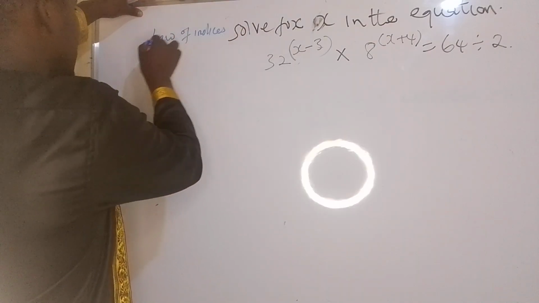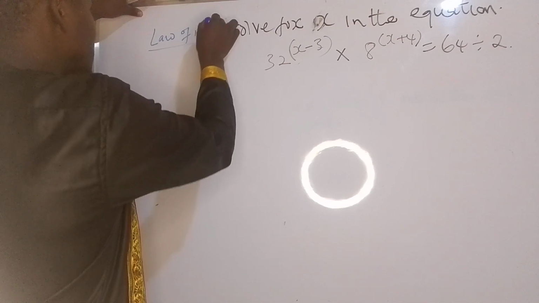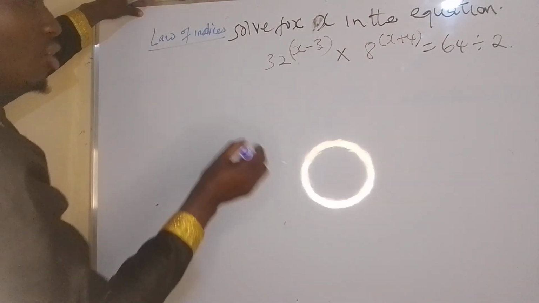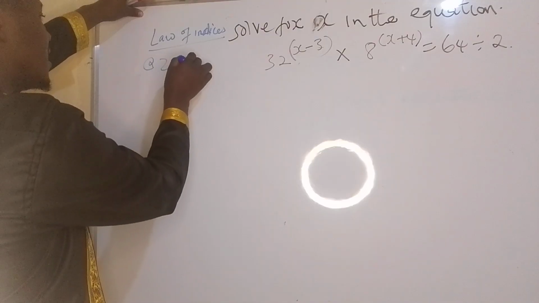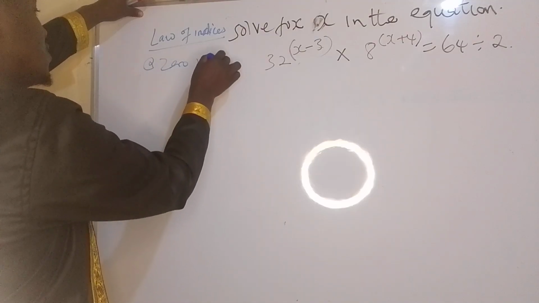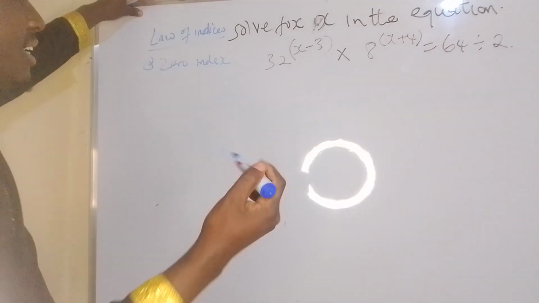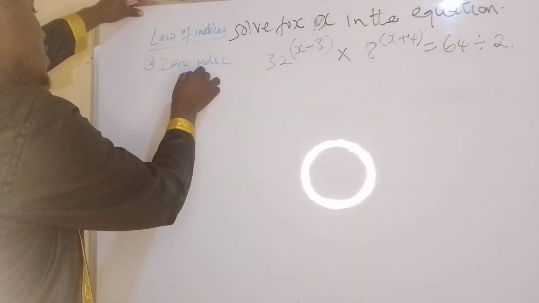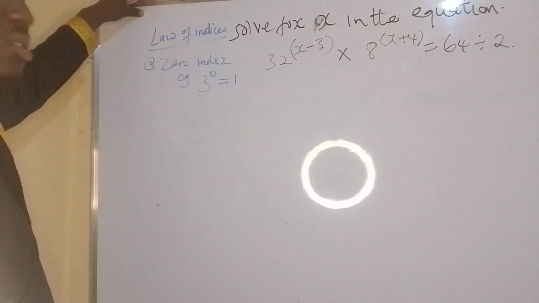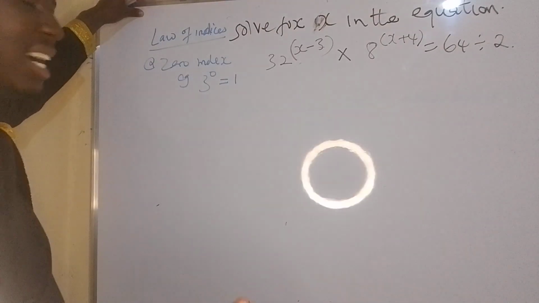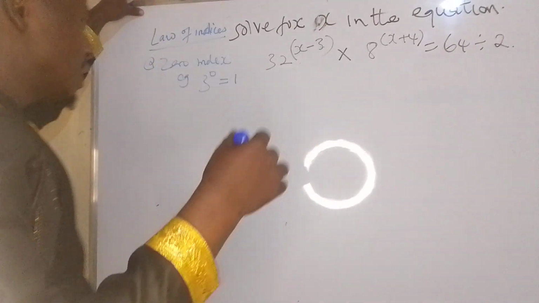Laws of indices. We have a law that we call the zero index. Any number raised to 0 is 1. For example, when you raise 3 to 0, obviously this will give you 1. No matter what number or letter you raise to 0, it gives you 1.